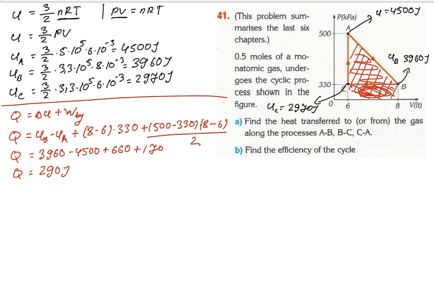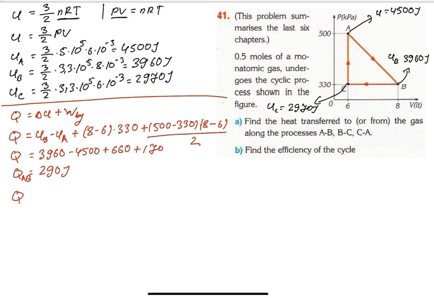And let's continue. Next one. This is Q given to the system between A and B. And let's solve it for B and C, Q between B and C. If you look at the graph, B and C is the isobaric process, means pressure stays constant. That's why we will do it in this way.